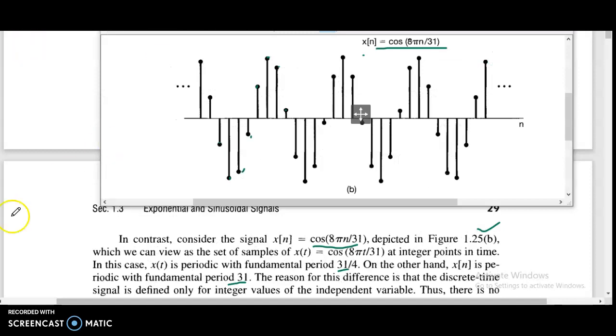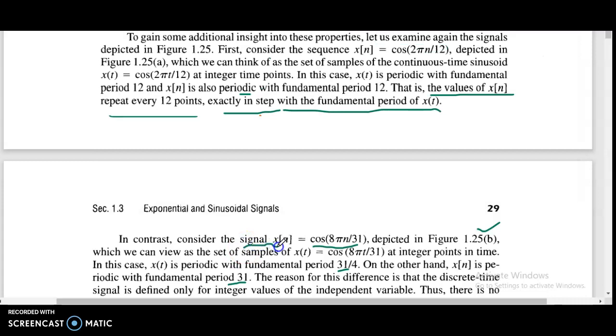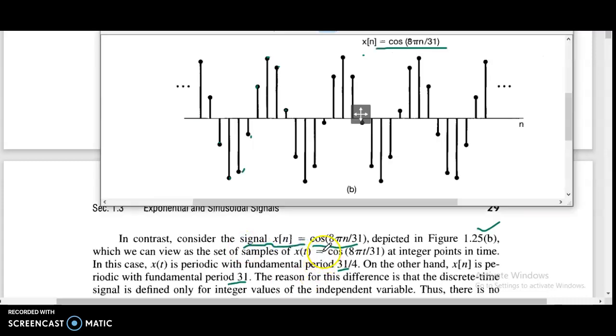In contrast, consider the signal x of n equal to cos of 8 pi n divided by 31, depicted in figure 1.25, which we can view as a set of samples of another continuous signal x of t equal to cos of 8 pi t divided by 31 at integer points in time.